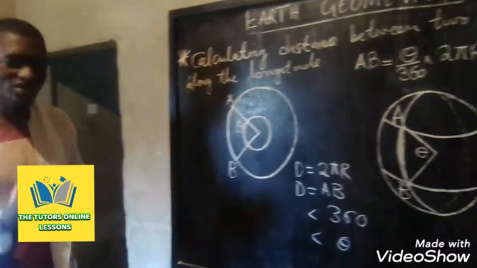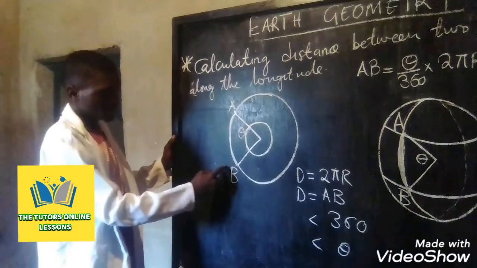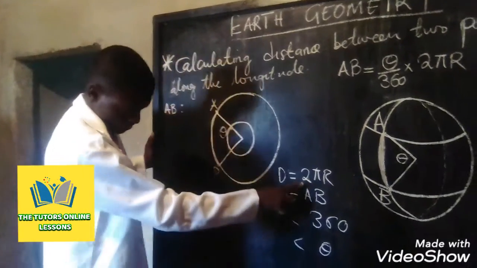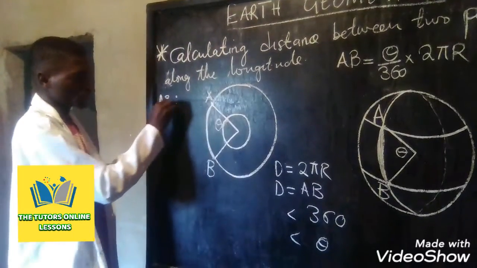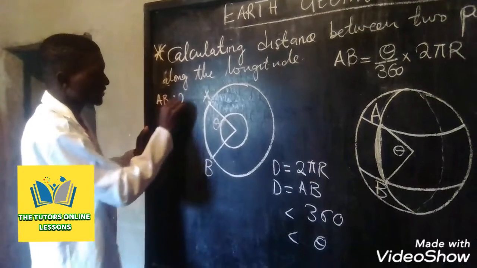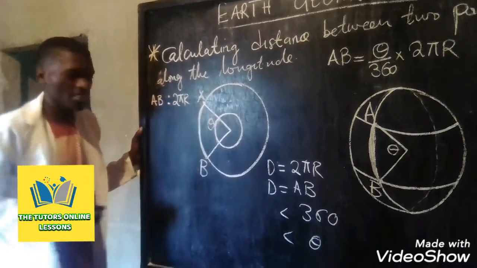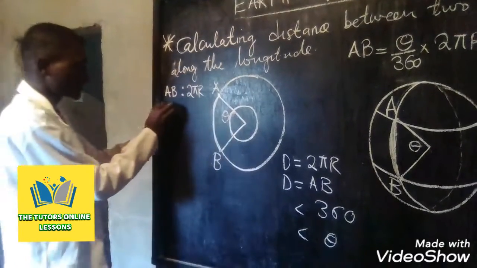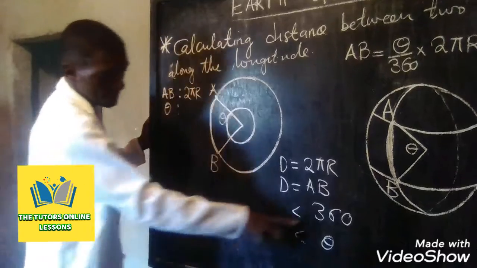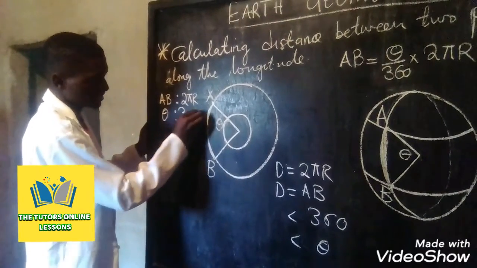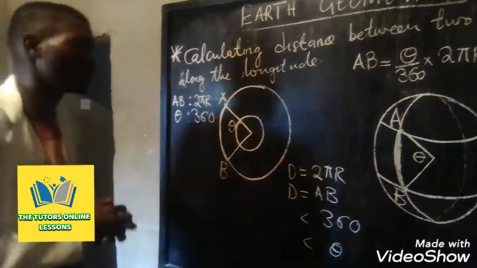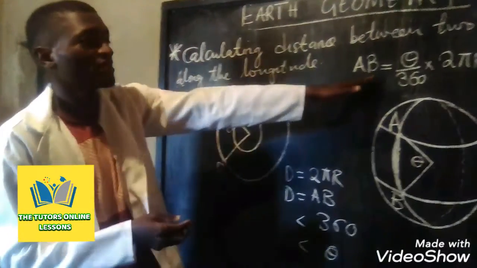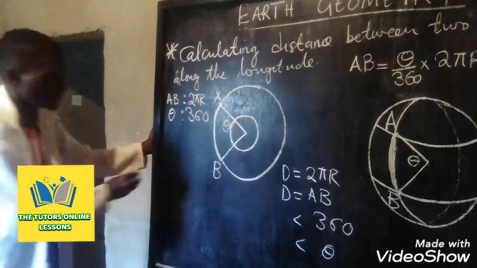Now forming the ratios, we say AB to 2 pi r, which is the total distance of the circle. And we can also find the ratios from the angles that we have. We say theta to 360, which is the complete turn. Now, we can use these ratios that we have to come up with this formula. How? Let us see how we're going to do it.